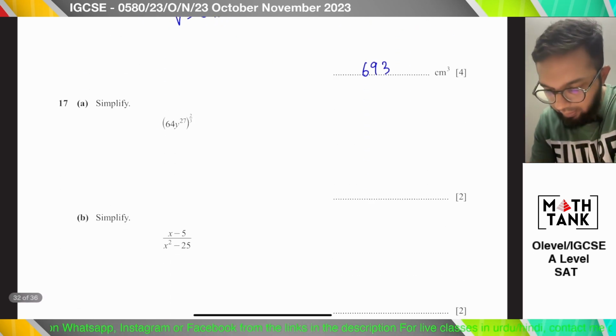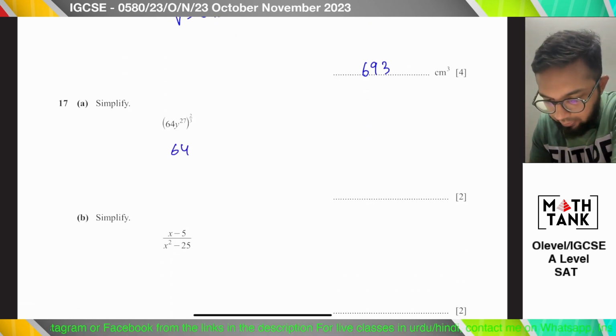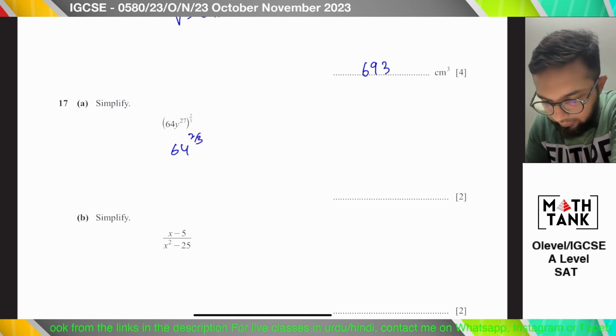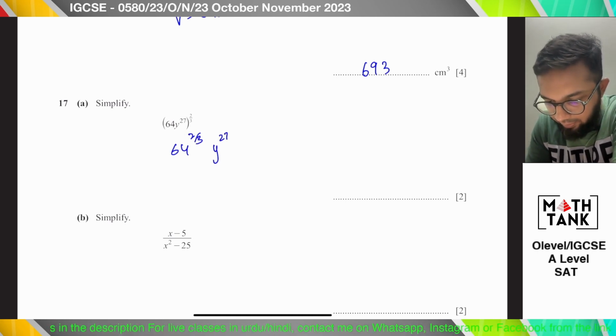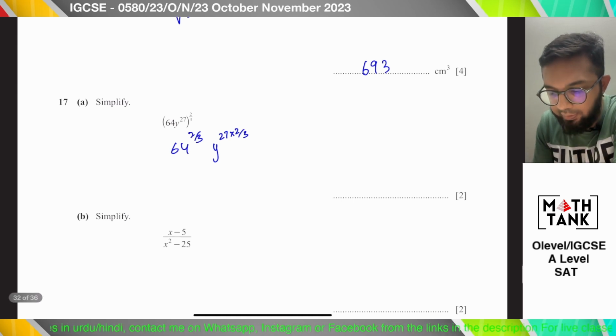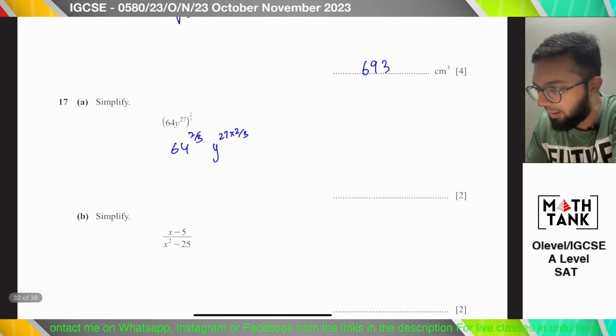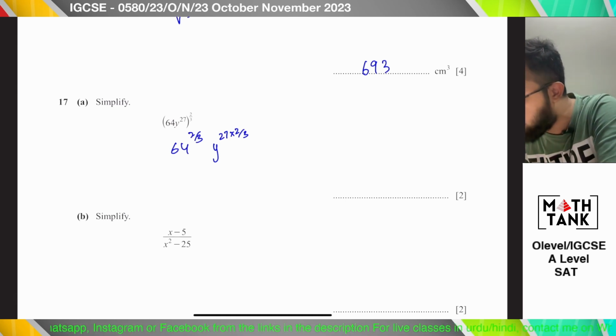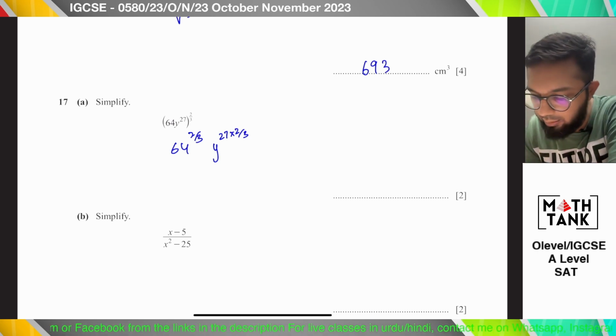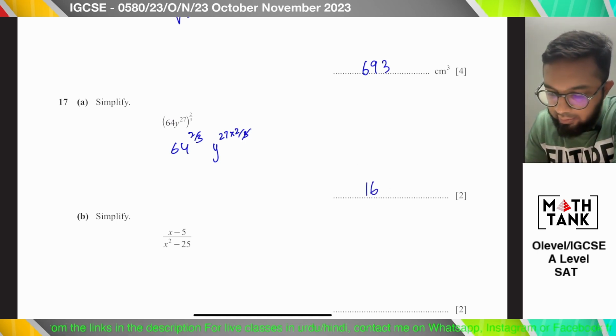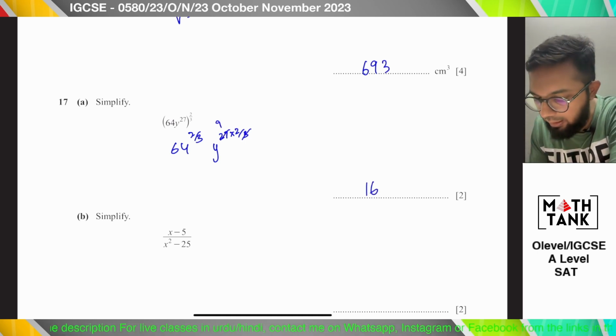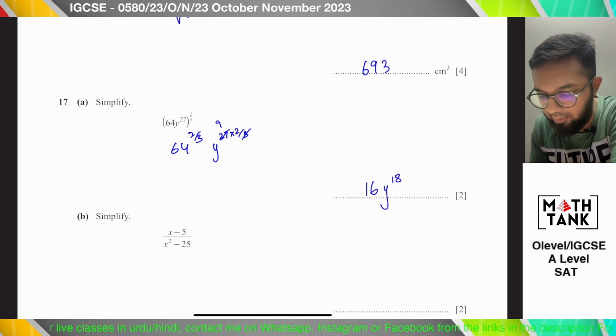Simplify indices. So 64 power 2 over 3 and 27 into 2 over 3. So that's 64 power 2 over 3. I think my calculator can tell me that. So it's telling me 16. And this comes out as 3 times 9. 9 times 2 is 18. So I get 18.